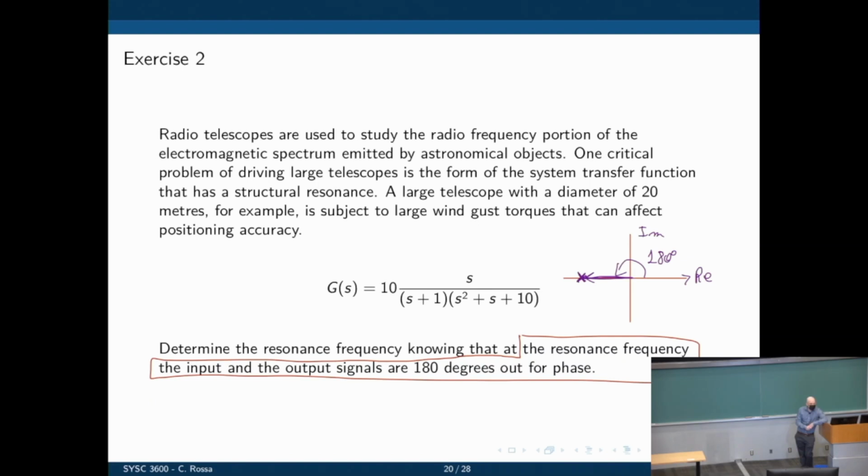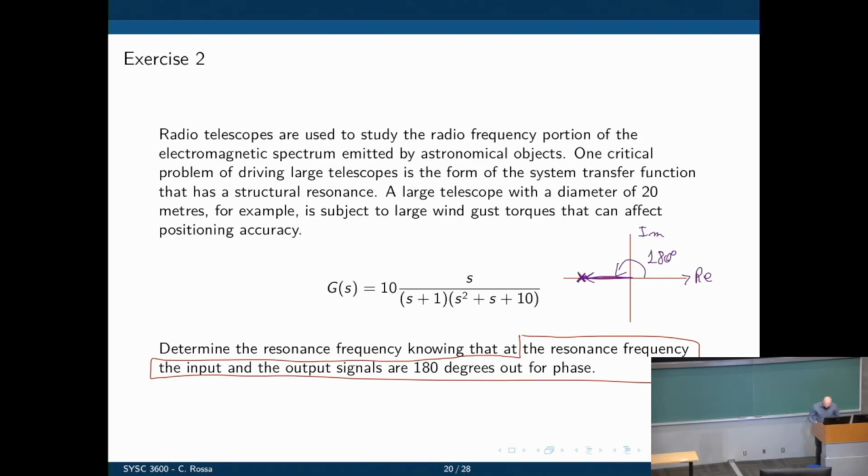So to find the resonance frequency, all we need to find is the frequency that leads to 0 imaginary component in the transfer function. And then you can evaluate the magnitude of the transfer function at that particular frequency. Does that make sense? Okay, so let's do it here.